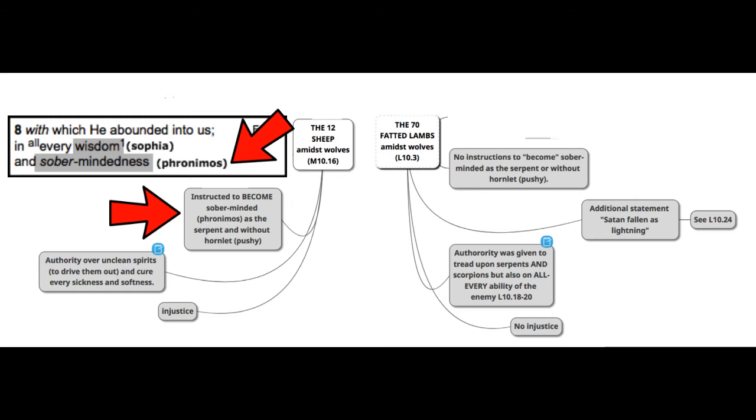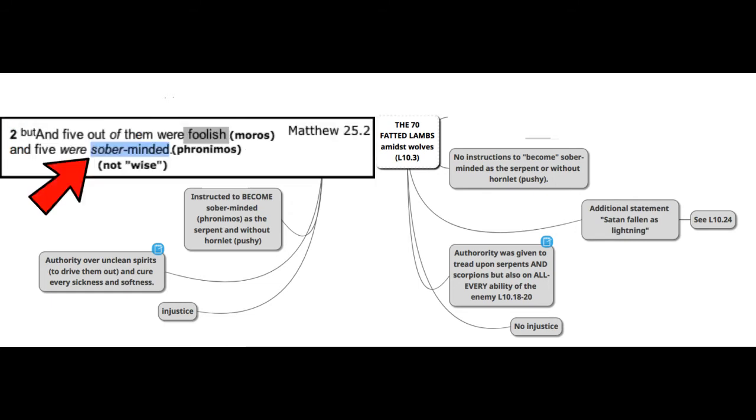And sober-mindedness is very different from wisdom, where the flip side to sober-mindedness is foolishness, where five of the virgins in the parable of the 10 virgins are sober-minded, but the other foolish. Where again, most translators mistranslate phronimos in the parable of the 10 virgins as wise, when the virgins are not wise. Wisdom is sophisticated on knowledge.